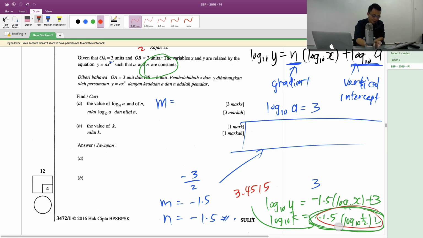You just move the log 10 to the other side. k equals 10 power of 3.4515, because the whole thing here already became 3.4515. So the log 10 moved to the other side, it just becomes 10 power of that thing.